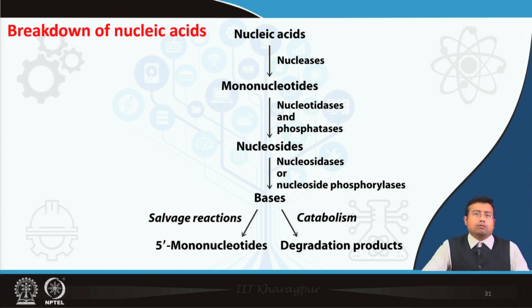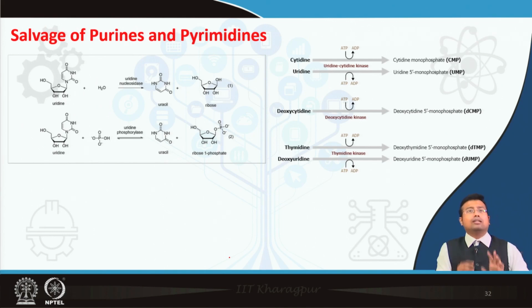So, we will now discuss the breakdown of nucleic acids. The concept is the same, just like purines we discussed. Nucleic acids will first be broken down by nucleases to mononucleotides, right, and then by nucleotidases and phosphatases to nucleosides, which will be further broken down to nitrogenous bases. Now, these nitrogenous bases can be degraded by a direct catabolic pathway, or they can be reutilized using salvage reactions to form 5' mononucleotides, right.